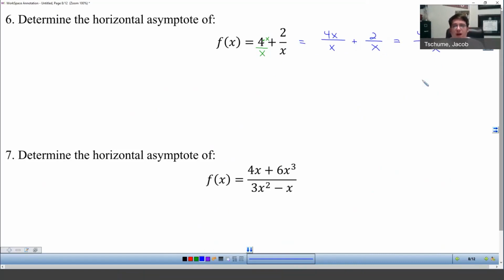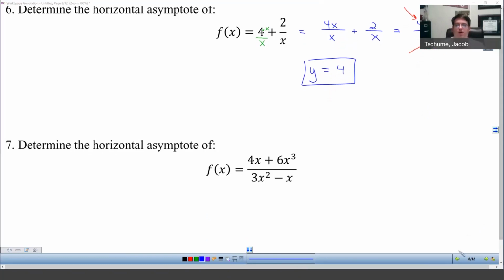Now that it's one big fraction, I can use my horizontal asymptote rules that say find the highest power. Well, on the top and on the bottom, the highest power is an x. So we're going to look at our ratio of coefficients. There's a 4 on top. And even though you can't see a number on the bottom, it is understood to be 1. So if you divide those, we can say that our horizontal asymptote is y equals 4 divided by 1, which is just 4. So just be careful at the beginning. You can't use your rules unless the whole thing is one big fraction.